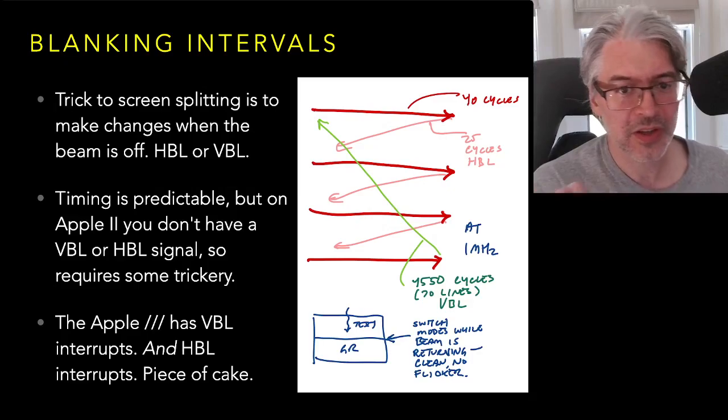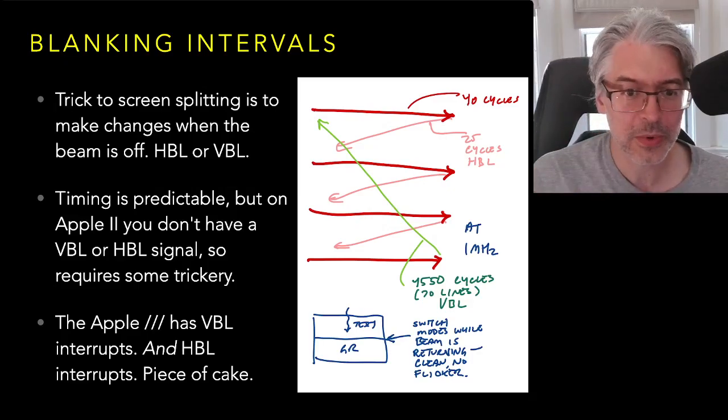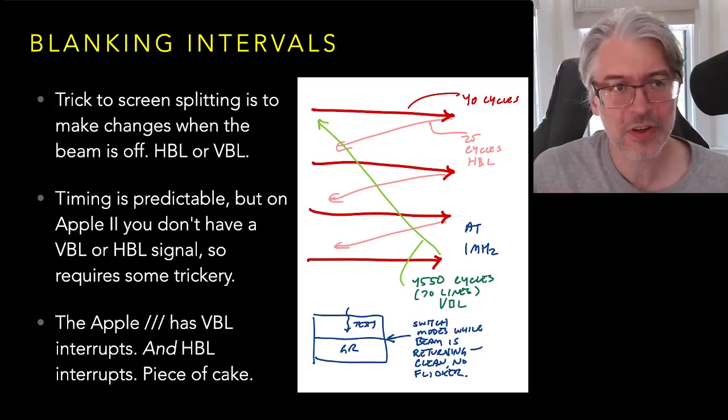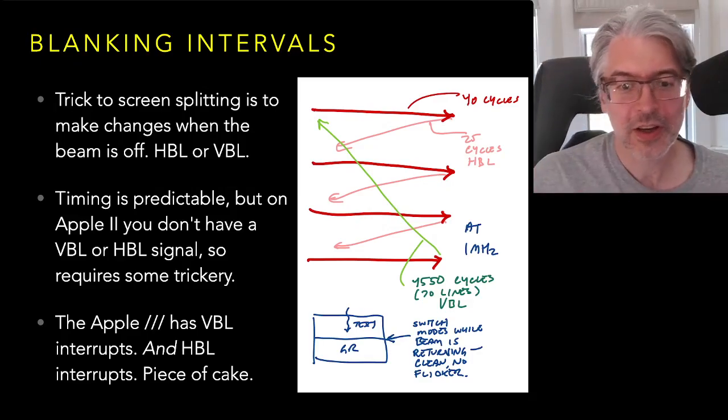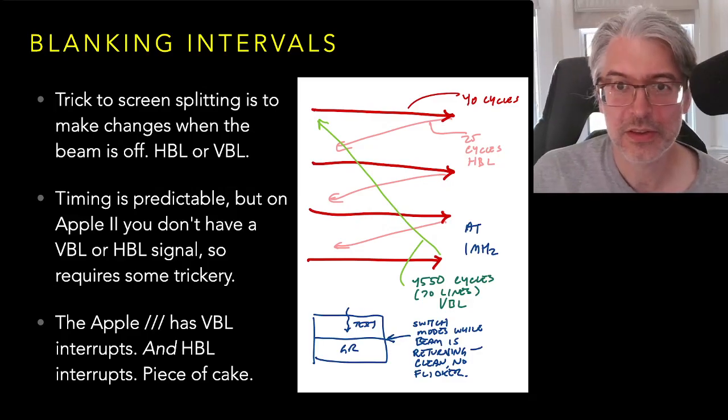On an Apple II, we don't have any signal of when the VBL is, but we do on the Apple III. The Apple III has interrupts, a fairly sophisticated interrupt system, and in fact, it also has horizontal blanking interrupts. So this is going to be great. This is going to be easy.